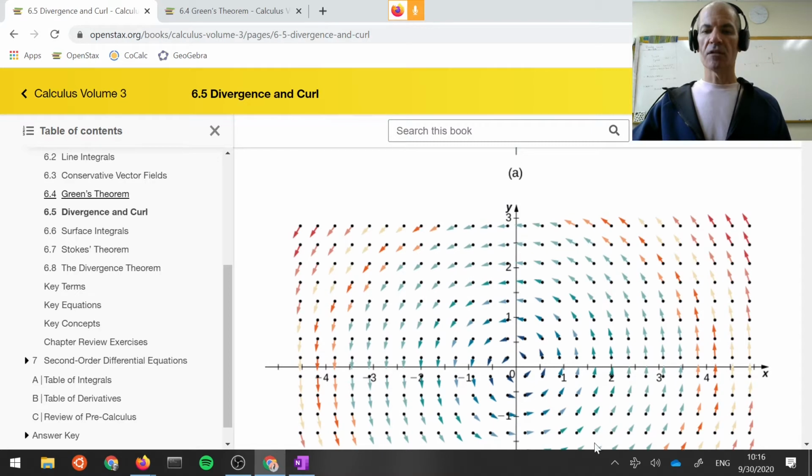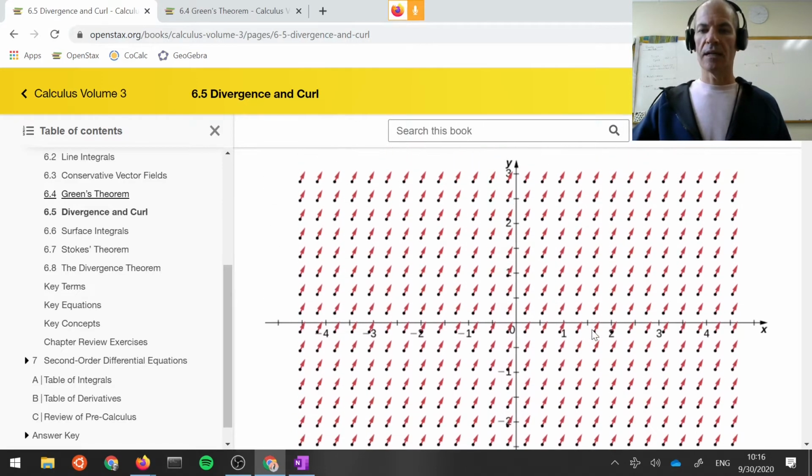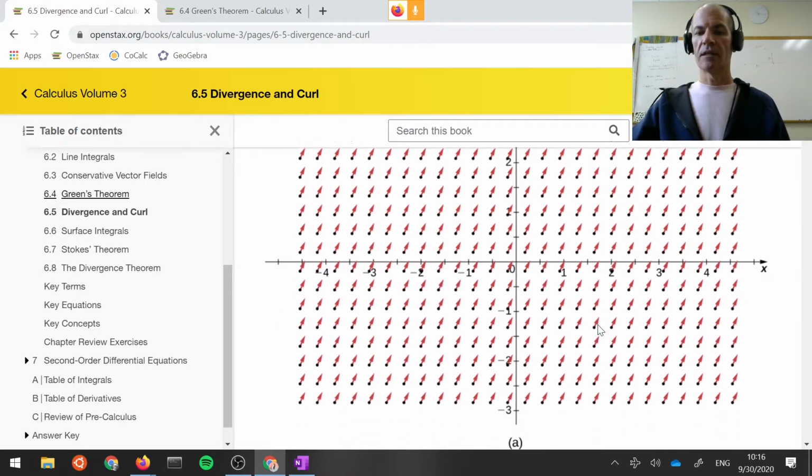Up here, things that tend to circulate like this tend not to have much divergence, but again, you can see these arrows are a little bit bigger out here and a little bit smaller in here, so it's possible that there's some net divergence either in or out of a particular location. This one, I can pretty reliably say there's no divergence. All these arrows are the same length. They're all pointing in the same direction. At any particular location, there's as much flowing into that point as there is flowing out. The divergence is going to be 0 at that point and really at every point in this field.